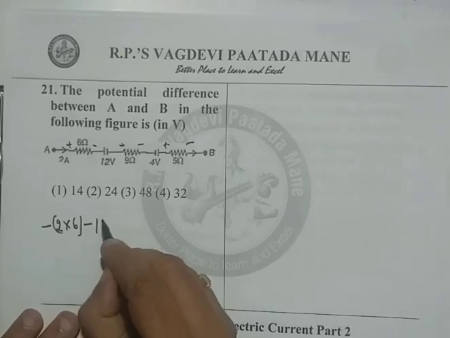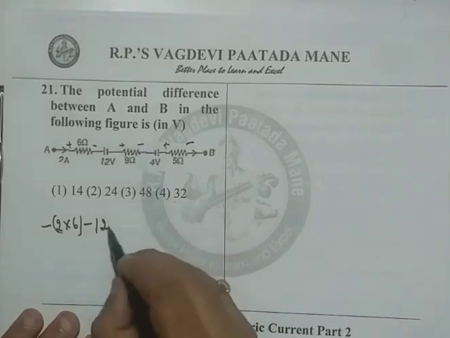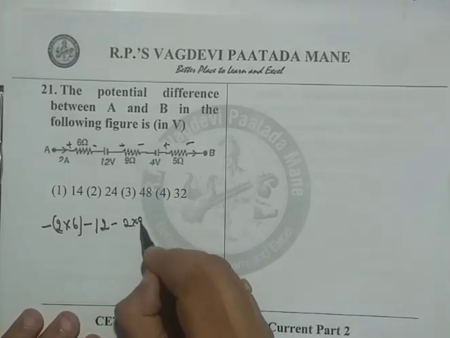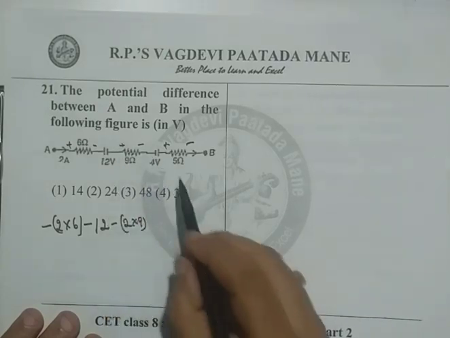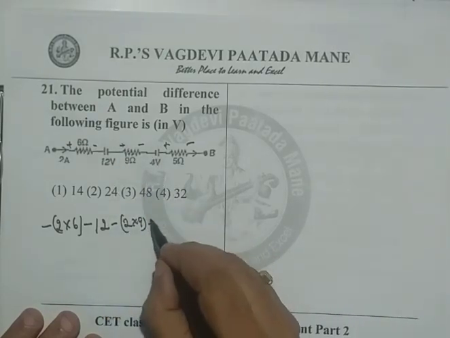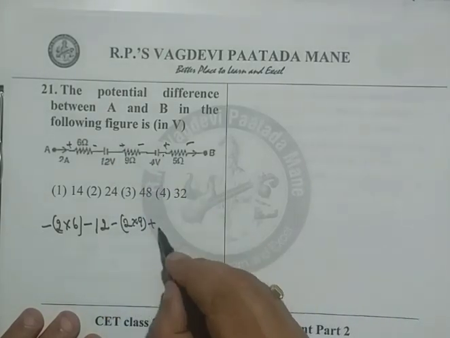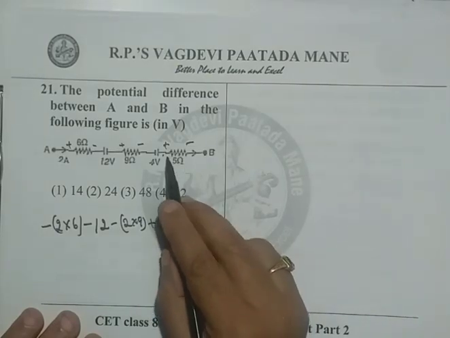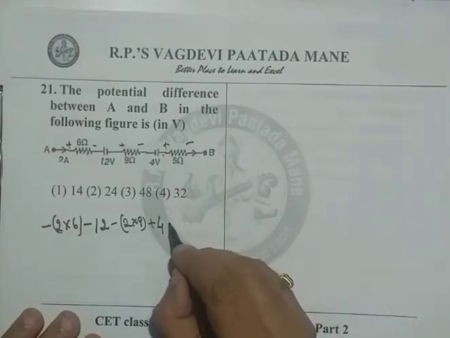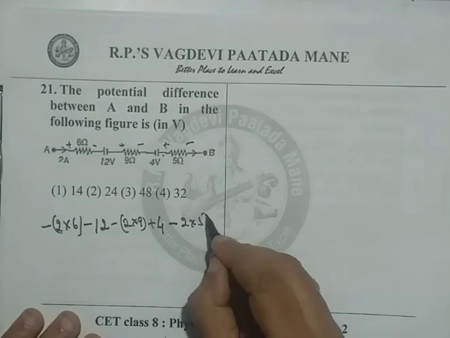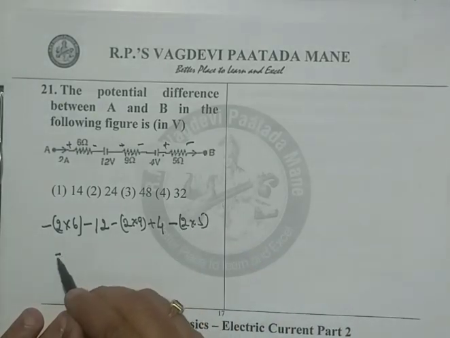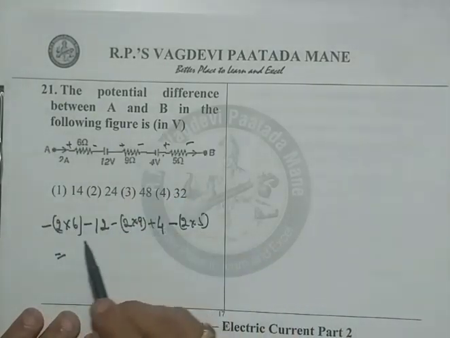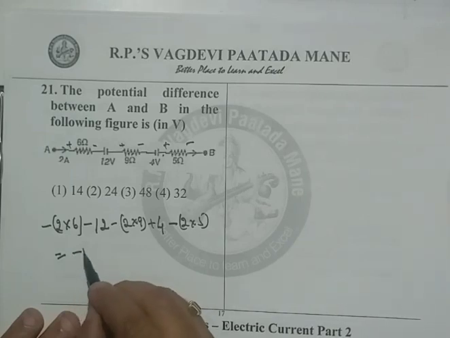So fall in potential minus 12. Here also minus 2 into 9 because fall in potential. Here rise in potential minus 2 plus it goes 4. And then here fall in potential minus 2 into 5. This is equal to the potential difference between A and B. We go for it now.